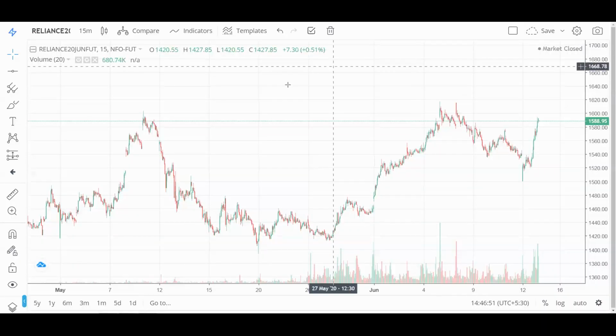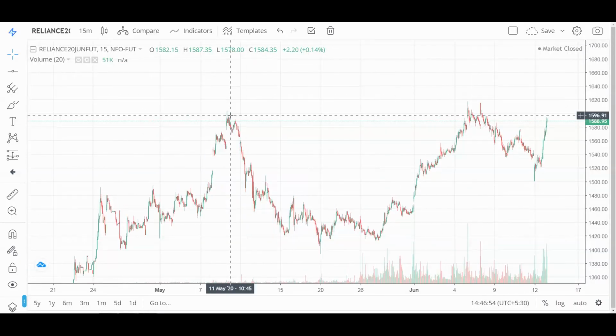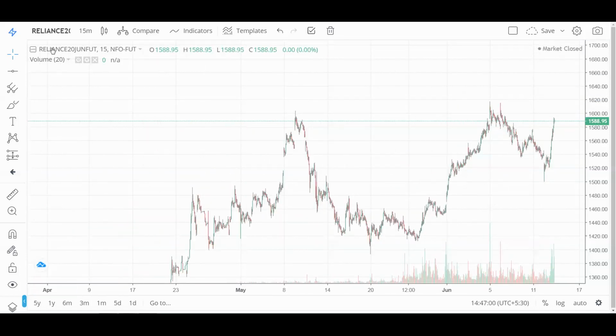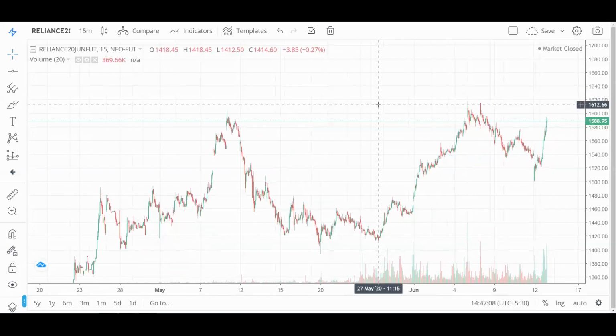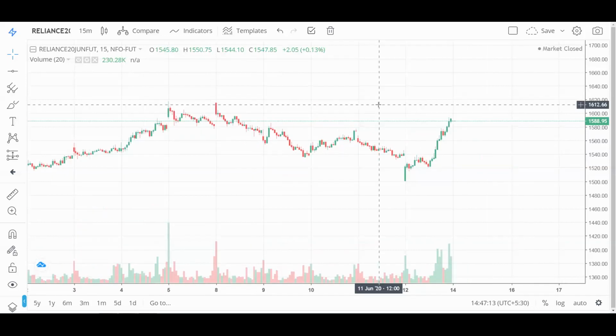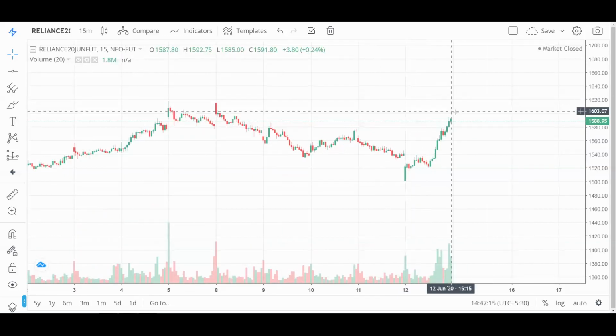So taking you to the chart, the first stock I have selected is Reliance. I have zoomed out a little bit on Reliance, and I have taken the Reliance futures chart on the 15-minute time frame, and the lot size for Reliance futures is 505. I have not drawn any trend line or support and resistance line. We will draw it together.